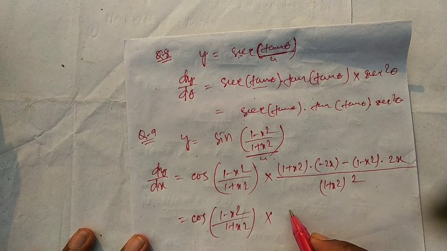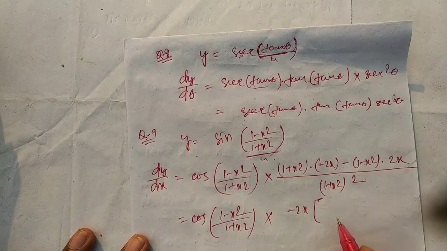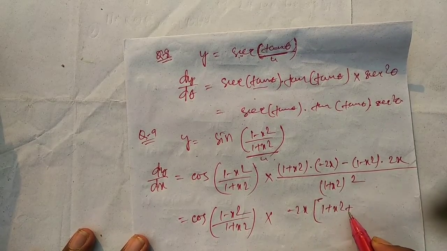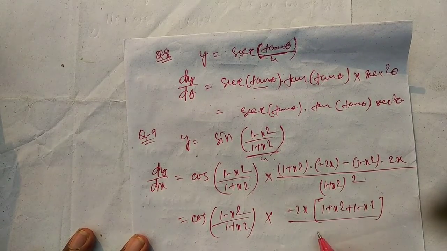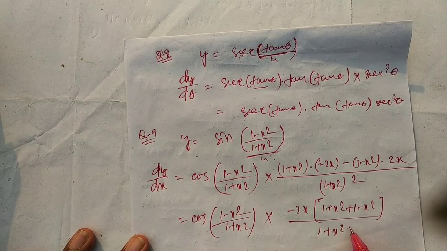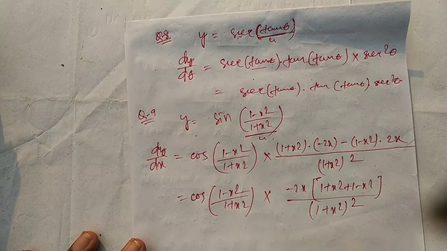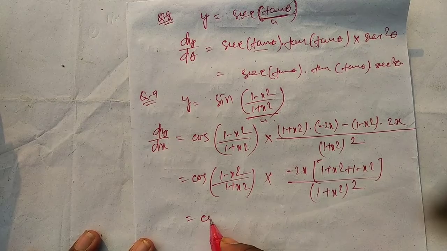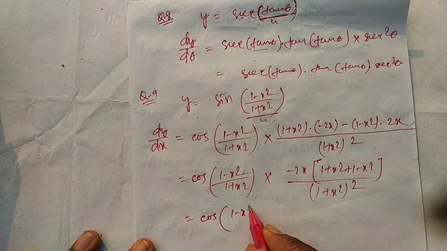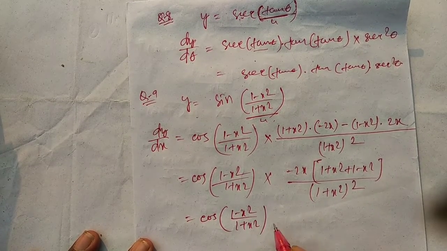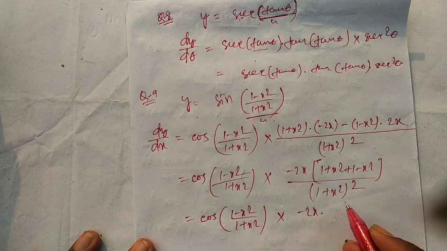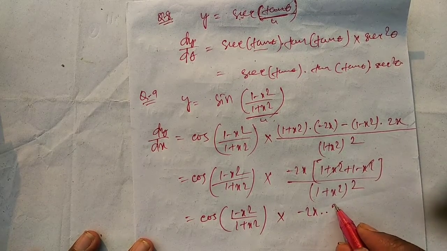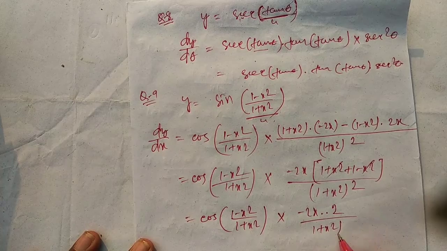Here take minus 2x common. How much are we getting? 1 plus x square plus 1 minus x square upon 1 plus x square. Okay, so this will be cos of (1 minus x square upon 1 plus x square) into minus 2x into, this will be cancelled out, into 2 by 1 plus x square.